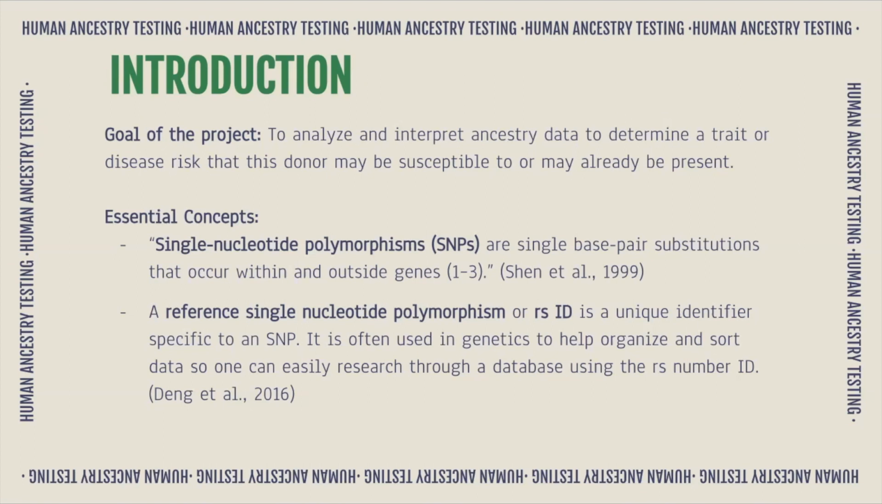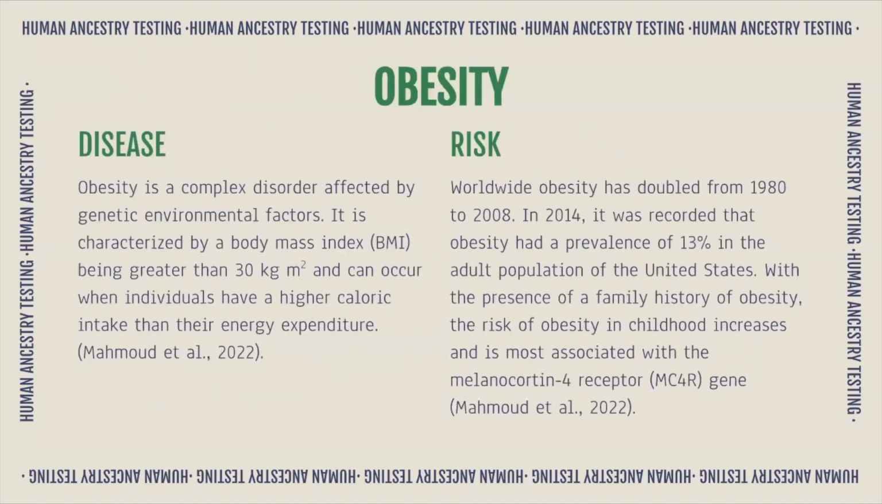To do so, we must look at two essential concepts, SNPs and an RSID. SNPs, or single nucleotide polymorphisms, are single base pair substitutions that occur within and outside genes 1 through 3. A reference single nucleotide polymorphism, or RSID, is a unique identifier specific to an SNP. It is often used in genetics to help organize and sort data so one can easily research through a database using the RS number ID.